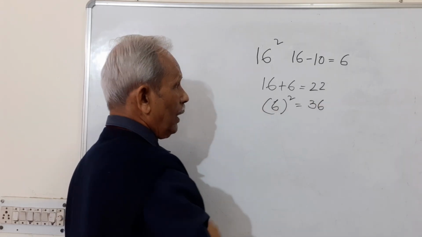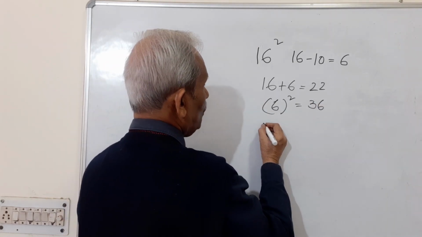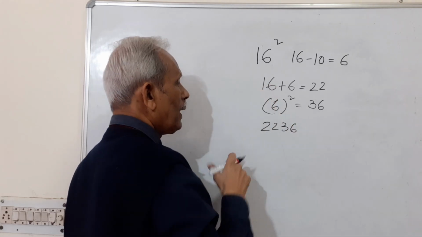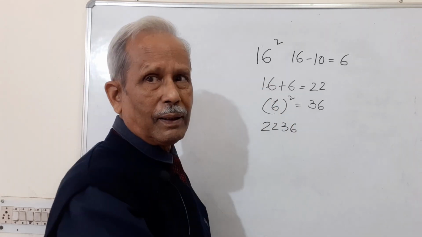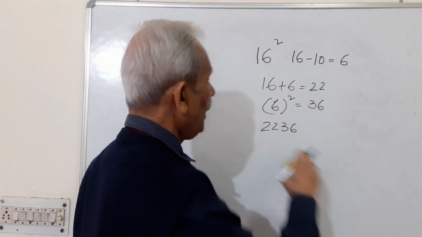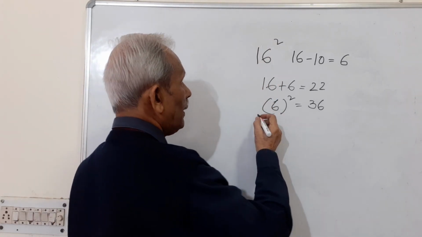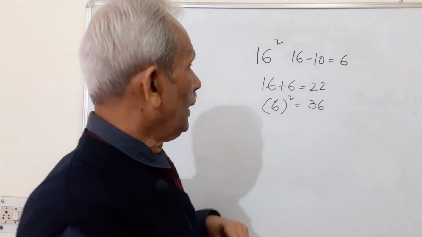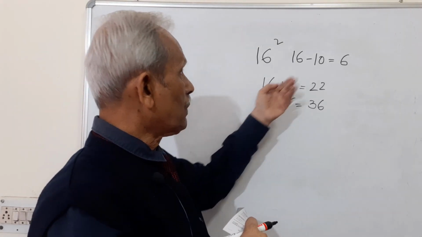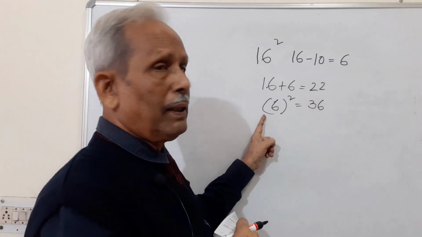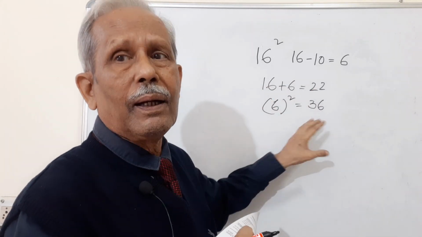But you cannot write the answer as 2236. The reason is 16 square cannot be of 4 digits. So what is to be done? What is the way out? Try to understand it. The first step I told you: add or subtract the difference with the number. And the second step I said: the square of the difference.